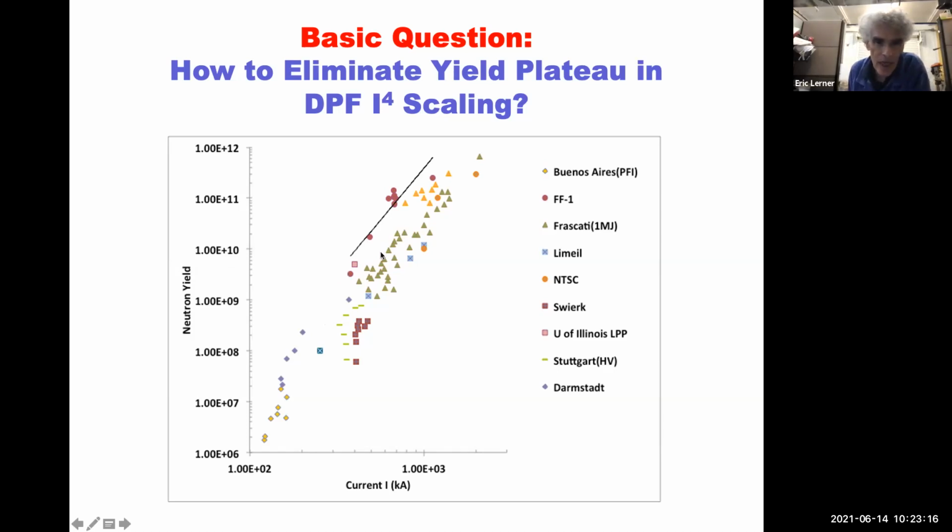And if you see our FF1 results, which are very good compared with all the other results, they were on the scaling line, but we too fell off it as we passed 1 megamp. So that's the basic overall goal, to get back onto that scaling, which could lead us to net energy production.